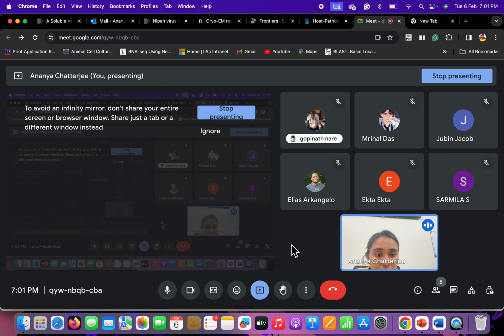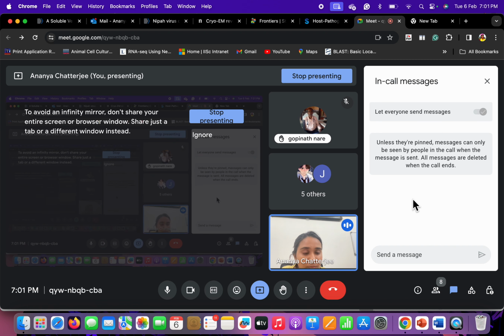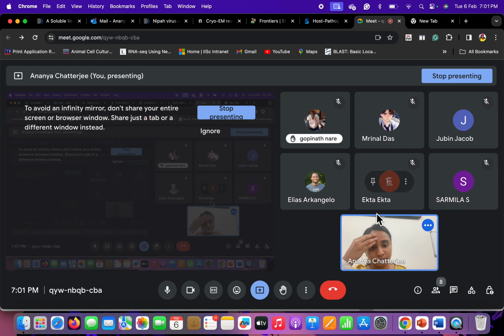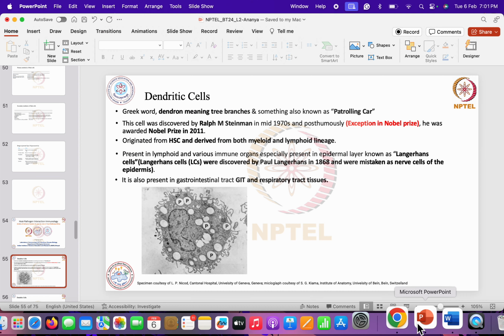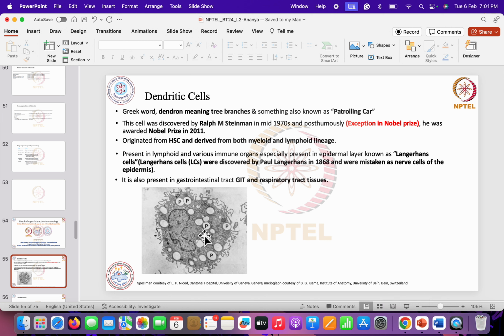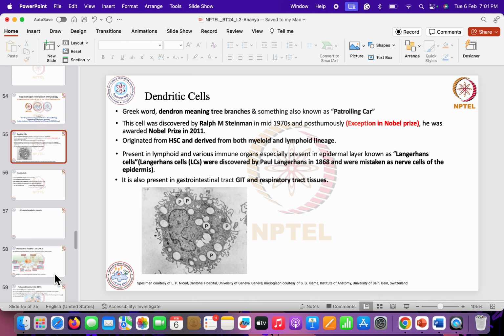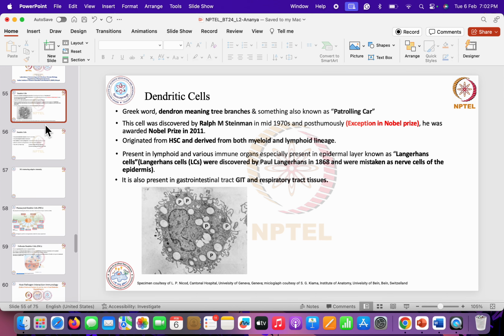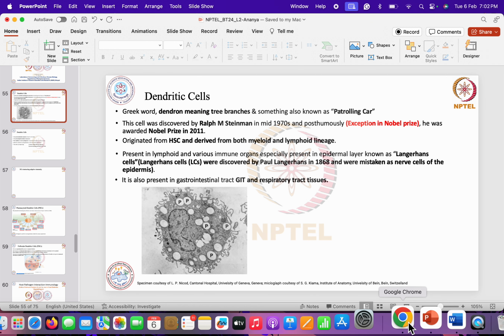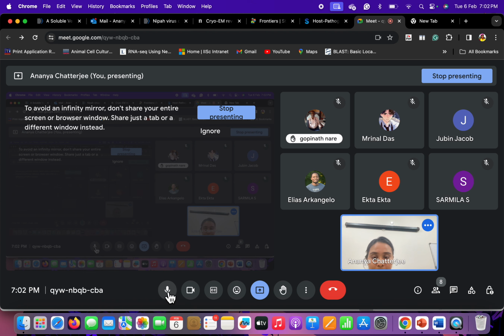If you have any doubt, you can just write it down in the comment section. Gopinath, if you have any doubt, you can just write it down in the comment section.